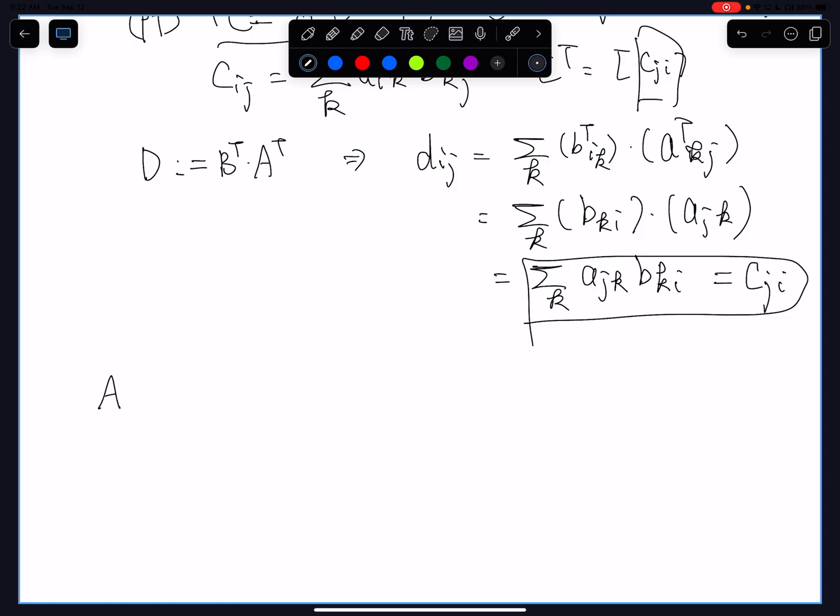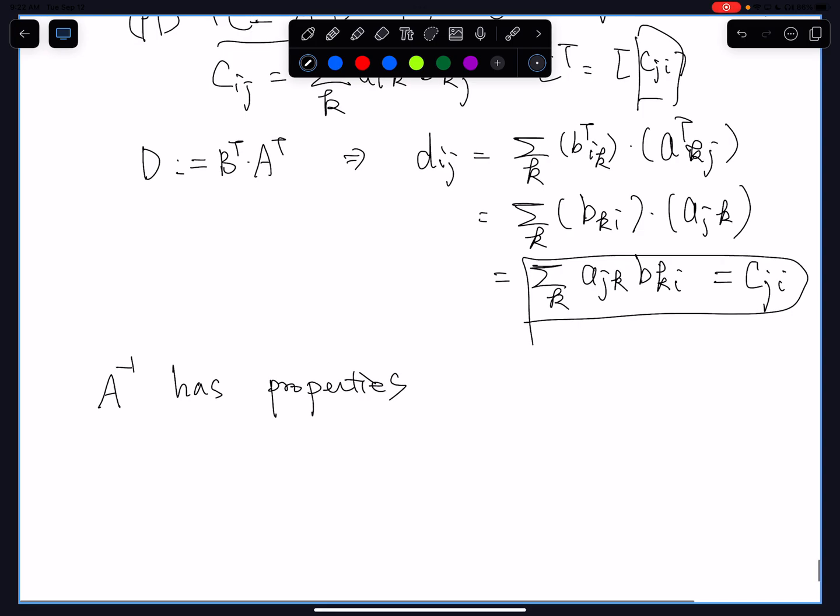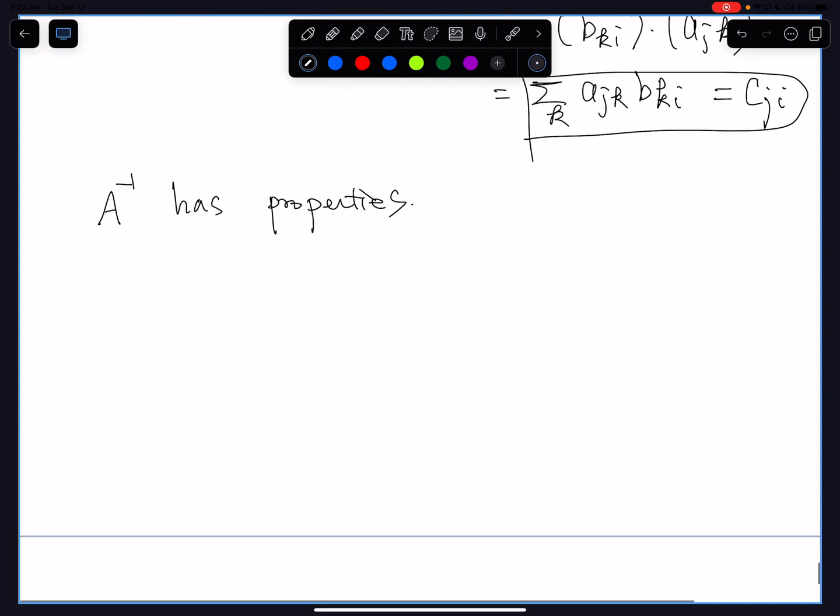So now we're going to define the inverse. All right, so before we define an inverse, what kind of properties does the A inverse have? So that's something we need to know. So by definition, we want this to be the identity matrix, right? So this is more like a definition, okay? So we can call it the left-hand side inverse because A inverse is multiplied to the left-hand side, right?